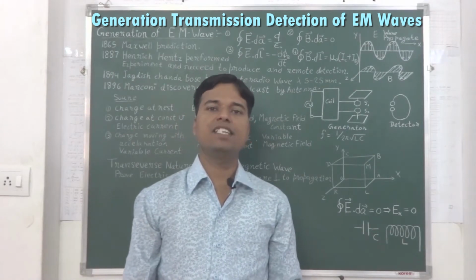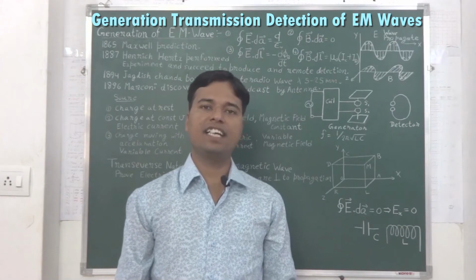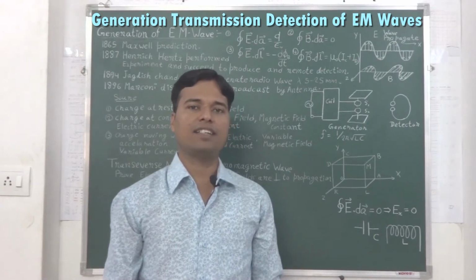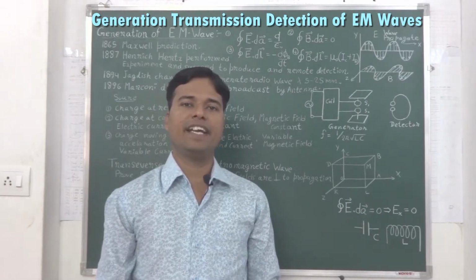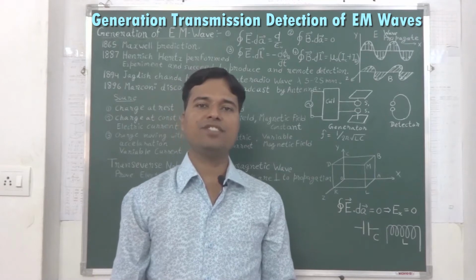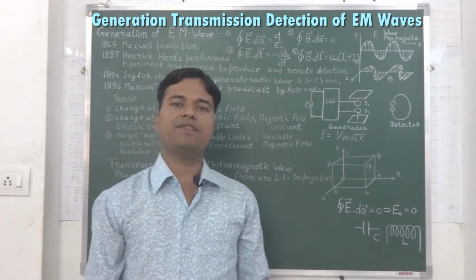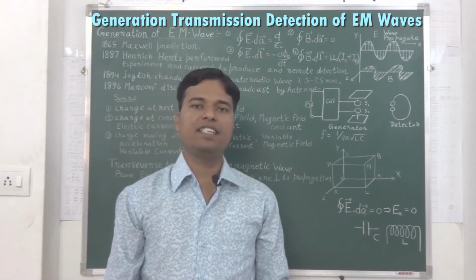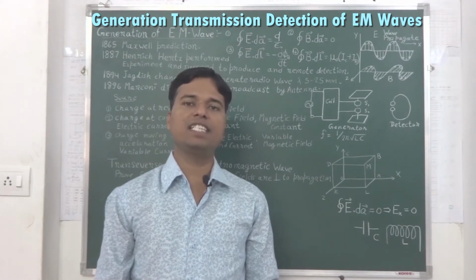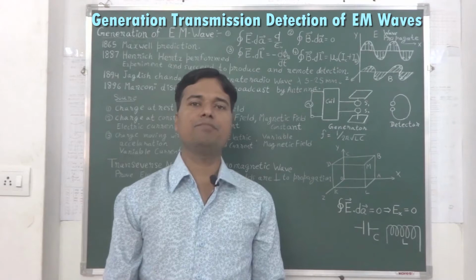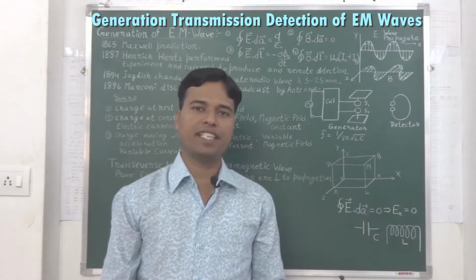After many experiments, now we know that light waves, X-rays and gamma rays, all these waves are electromagnetic waves. Electromagnetic waves have a large range of wavelength and frequency. Any electromagnetic wave has a speed equal to the speed of light, which is very well known as 3 into 10 to the power 8 meter per second, or you can say 3 lakh kilometer per second.